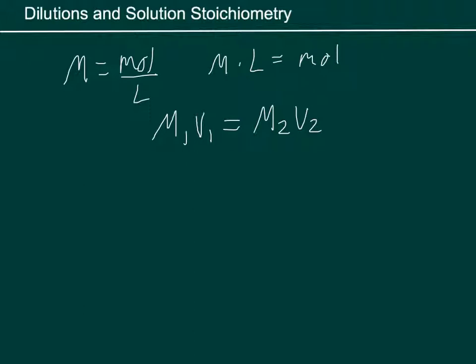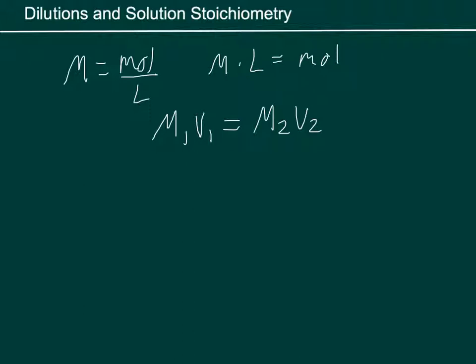So because molarity 1 times volume 1 is equal to moles as long as you use liters as the volume, and molarity 2 times volume 2 is equal to moles, which have to be identical, you can set them equal, just plug in the three and solve for the fourth one.